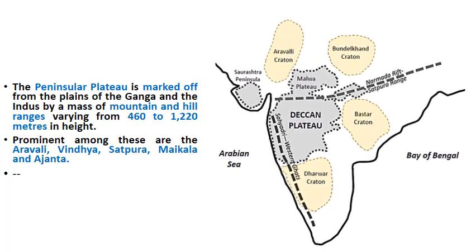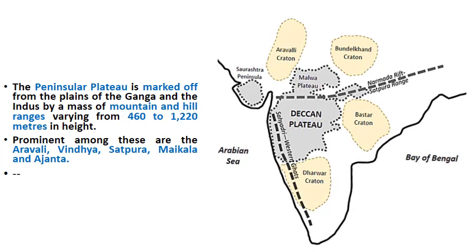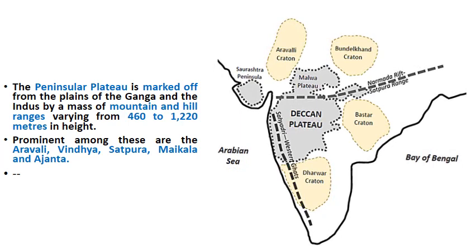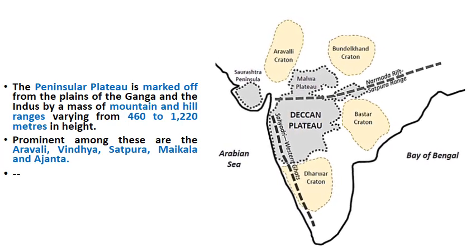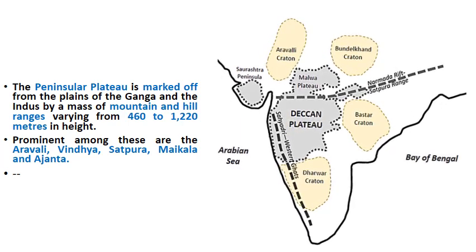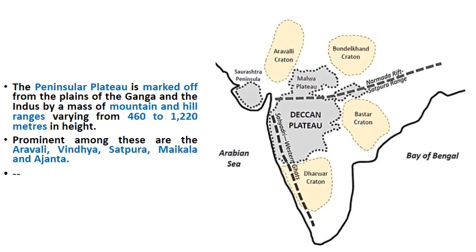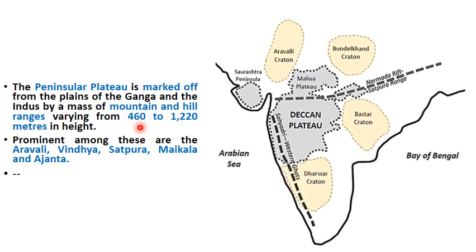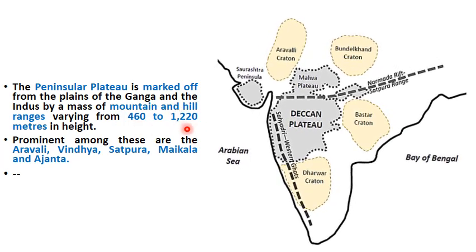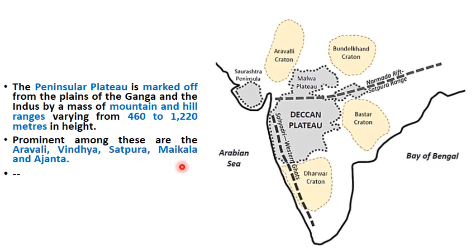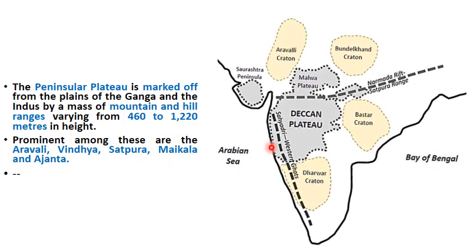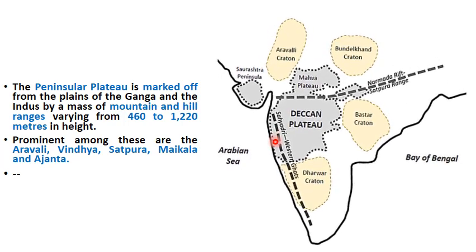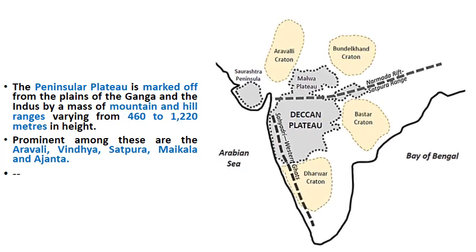The peninsular plateau is marked off from the plains of the Ganga and the Indus by a mass of mountain and hill ranges varying from 460 to 1220 meters in height. Remember, the height of Mount Everest is 8848 meters, and here you have come down to 460 to 1220 meters. Prominent among these are the Aravalis, Vindhyas, Satpura, Maikala, and Ajanta hills.